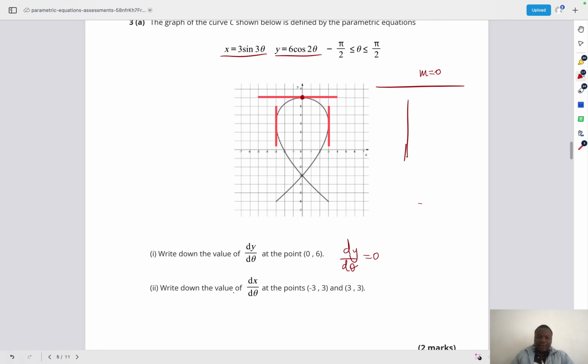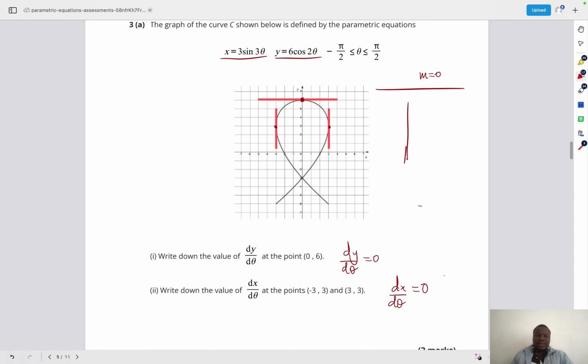And then write down the value of dx/dθ at the points (-3, 3) and (3, 3). Again, this is a vertical line. At all these points, dx/dθ is equal to 0. So these are very basic questions on your understanding of gradients. That's just what we needed to realize for this question 3.